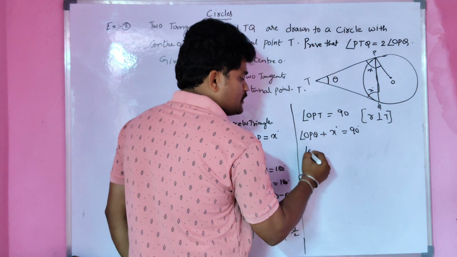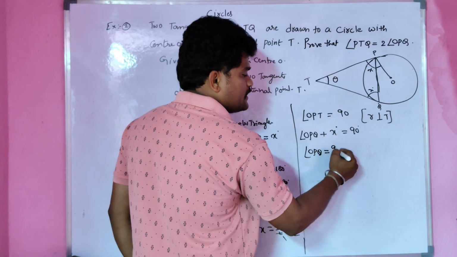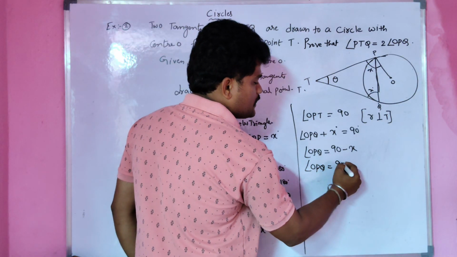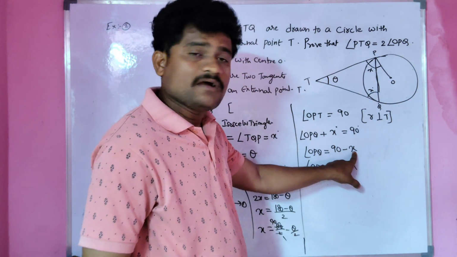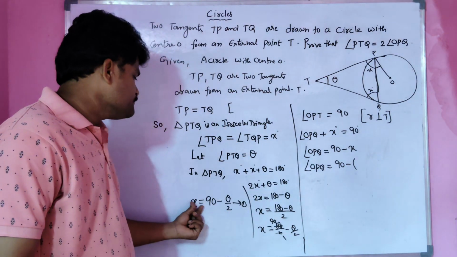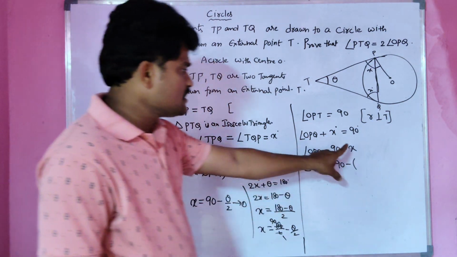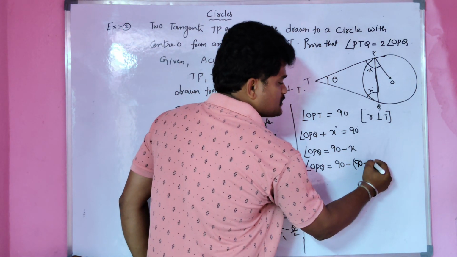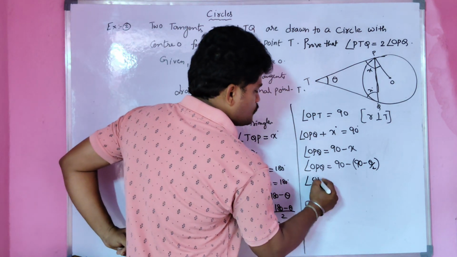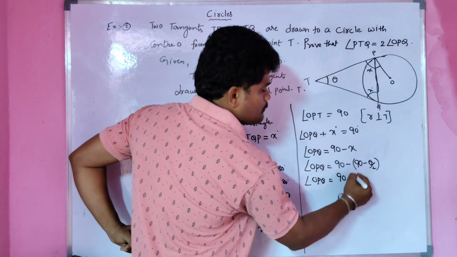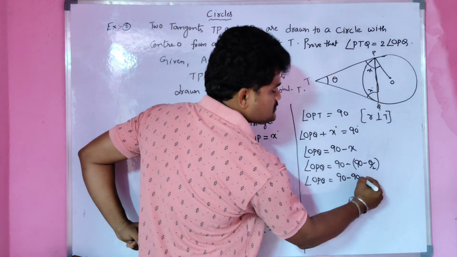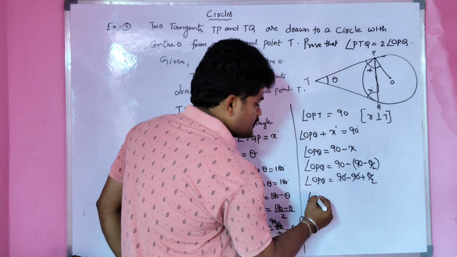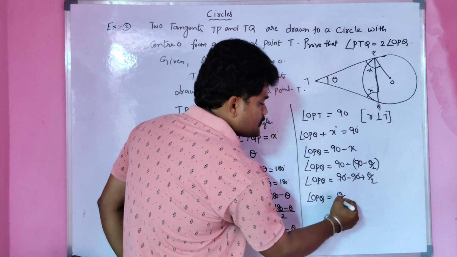So from here, angle OPQ is equal to 90 minus x. We have the x value: what is x? 90 minus theta by 2. So wherever there is x, I'll replace it by 90 minus theta by 2. Then angle OPQ is equal to 90, minus into minus is plus theta by 2. Then 90 minus 90 will be cancelled, and I get angle OPQ is equal to theta by 2.